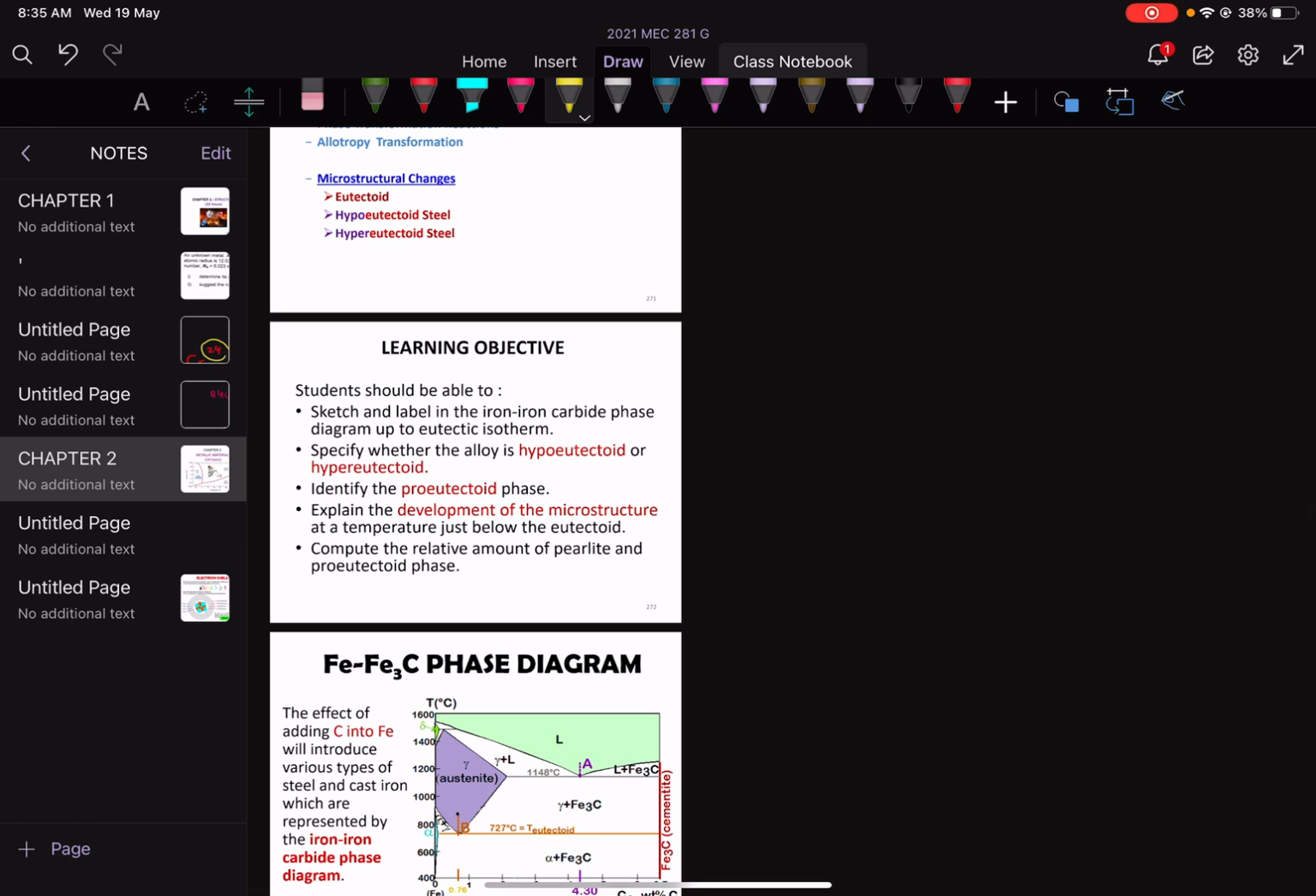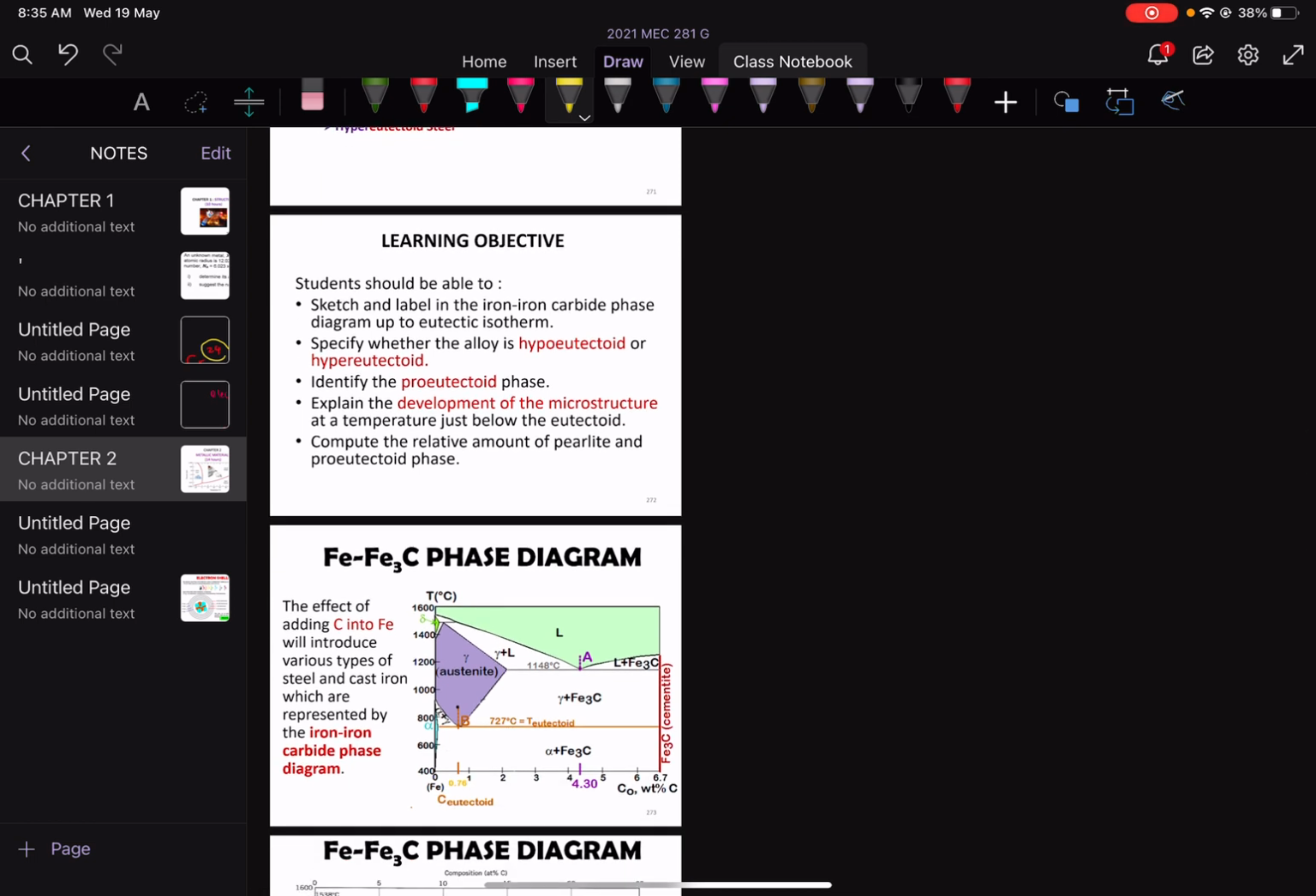By the end of this chapter, students should be able to sketch and label the iron carbide phase diagram up to the eutectic isotherm, and specify whether the alloy is hypo-eutectoid or hyper-eutectoid. Identify the pro-eutectoid phase, explain the development of microstructure, and compute the relative amount of perlite and pro-eutectoid phase. So basically, in this chapter, we are going to learn about the phase diagram of iron carbide.